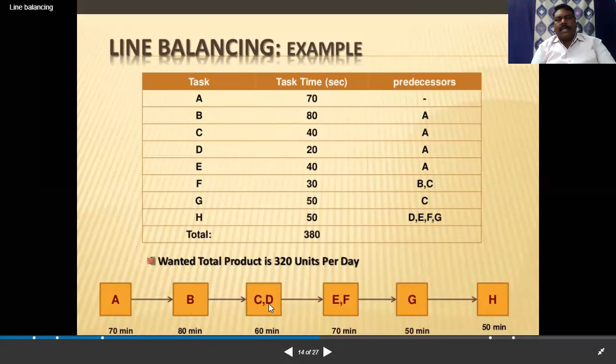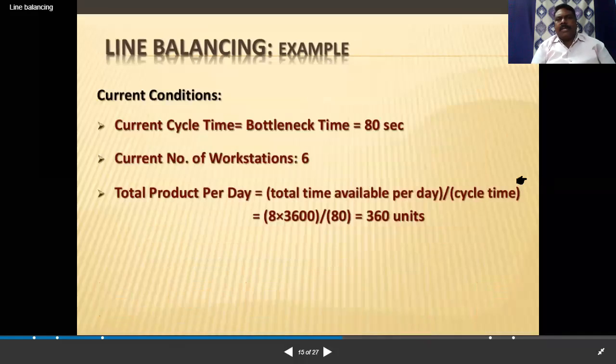Here we have C and D. Here we have F and H. Why? Because here they have written the predecessor is A, and the predecessor of F is B and C. F means after this you are going to get it. So this is how we are going to make a diagram. And the current cycle time is the bottleneck, 18 seconds, and the current number of stations is 6.